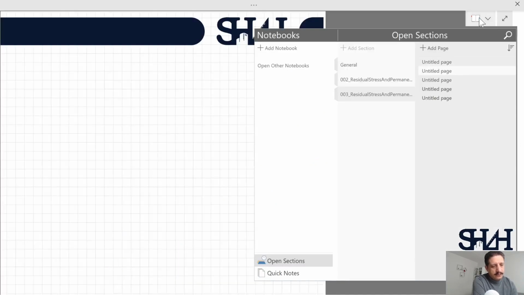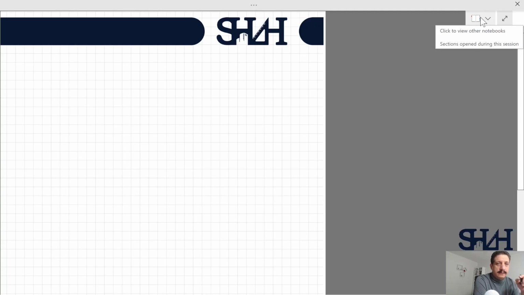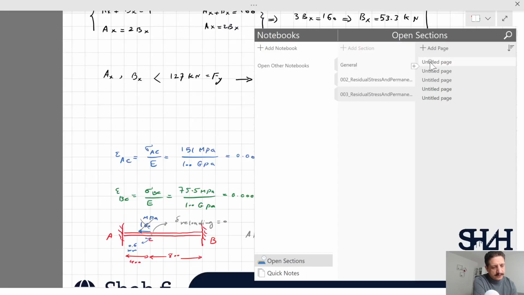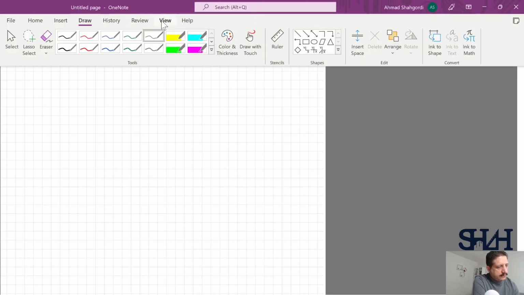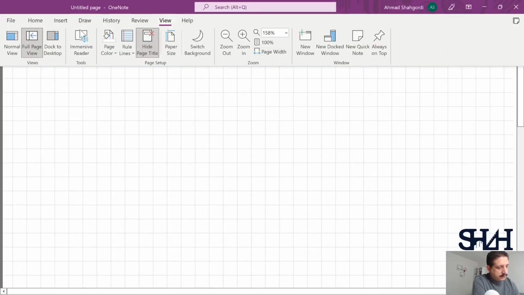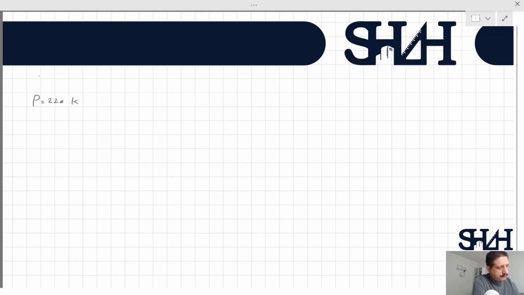Now, for the next phase, when we apply the load to be more than the first element yielding load, which was 190.5 here. So we assume that the load is going to be 220. And we know that this load is greater than the yielding of one element. In that case, we would expect that the system will be under a permanent deformation because the load is greater than one of the elements become yield.